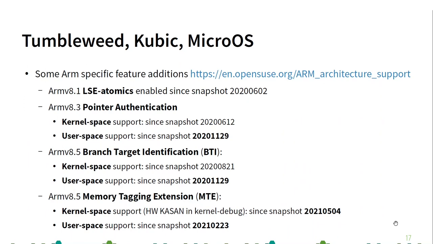So we had already LSE Atomics enabled since June last year. Regarding pointer authentication and branch target identification, BTI, we already had kernel space support from June and August last year, but we now have also user space support since November. Another feature is memory tagging extensions, MTE. So we have user space support since February and kernel space support since May. Kernel space support has been added in the kernel debug flavor thanks to the hardware KASAN.